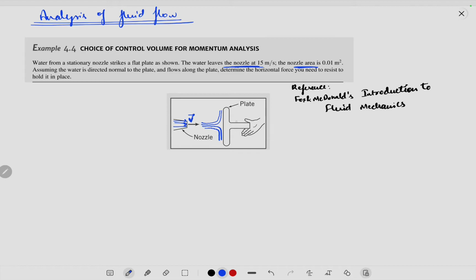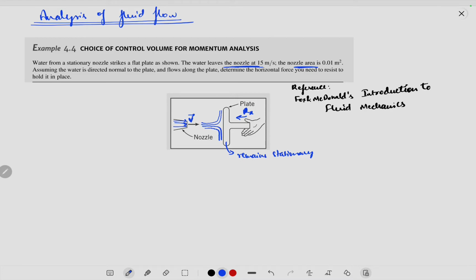So the question asks you that if you want to hold this plate stationary, what is the amount of horizontal force? Let's say the magnitude of that force is Rx. So what is the magnitude of that Rx that you need to apply so that this plate remains stationary? Okay, so let's say you are given a problem like this. Now how would you solve this problem?